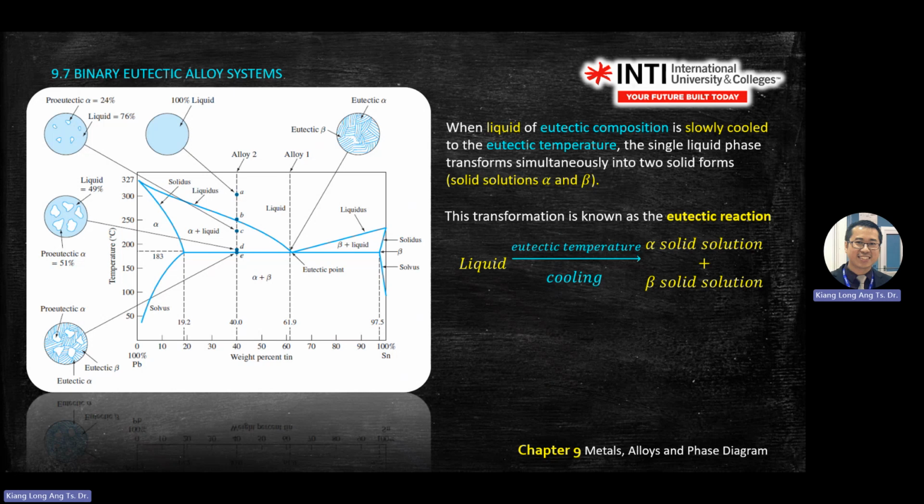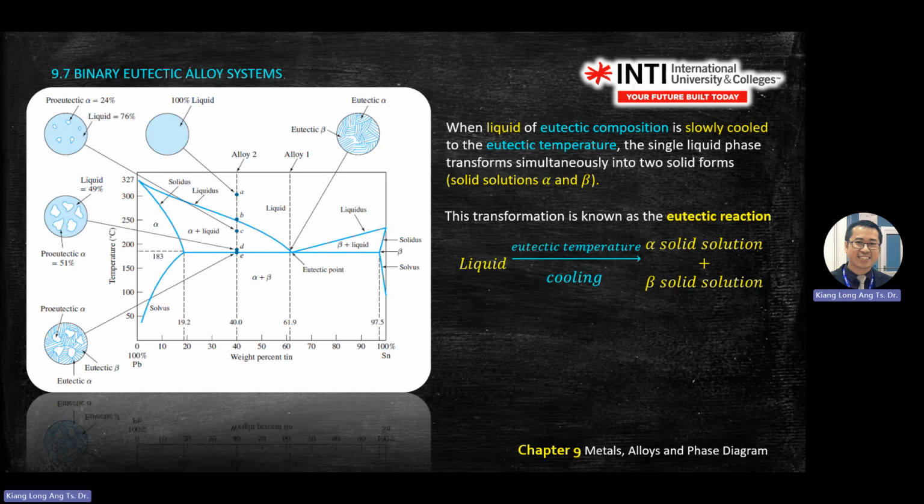It means chemical reaction. Input, process, output. Input is what? Liquid. You drop from liquid form and cool down. You are cooling, you drop the temperature. Cool down at what temperature? The temperature is called eutectic temperature.